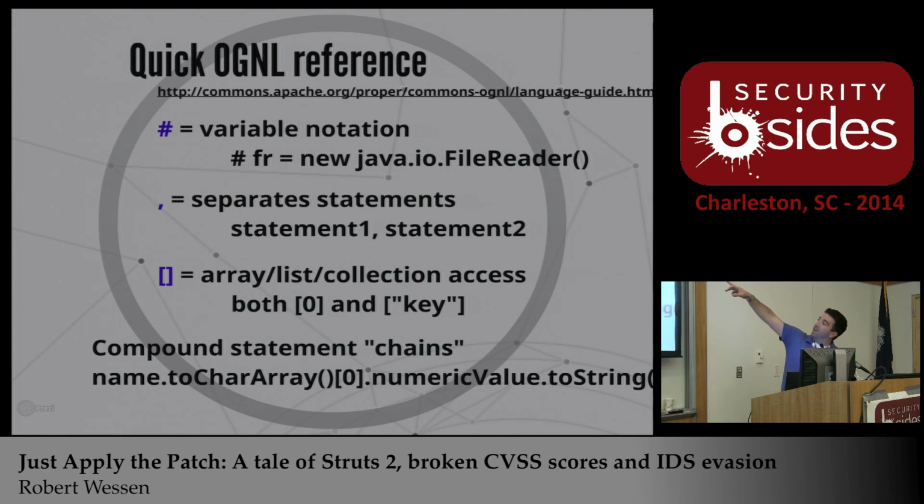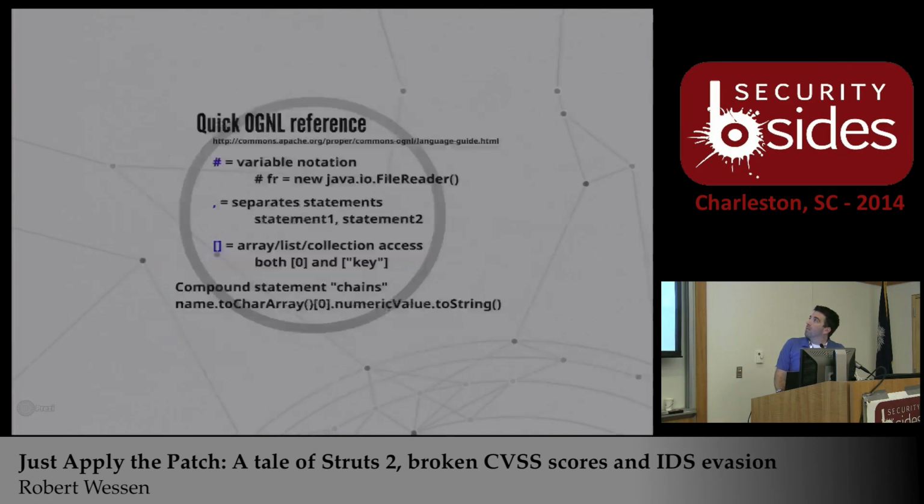So comma separates statements. You can have multiple statements within an OGNL expression. And then you've got this idea of an array or list or collection. So you can use your brackets and either index it by number, or you can index it by key. And then finally, you can have these statement chains. So you can do something like this that kind of looks like Java. Not really, but it sort of looks like Java. And what's going to happen is it's just going to execute from left to right, straight through, and you can't see at the end, it's just a couple parens here at the end. And it's all going to be done within OGNL. That's all valid OGNL.